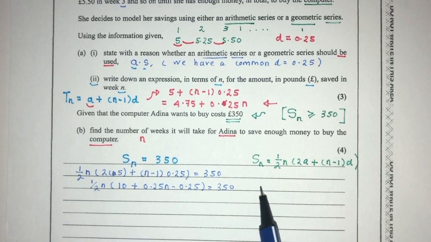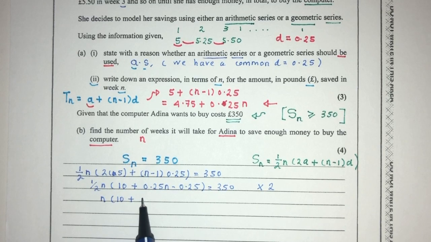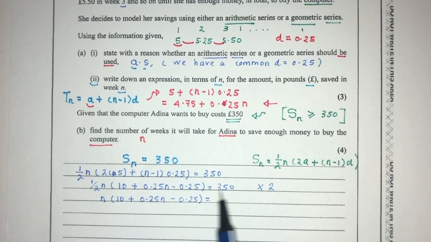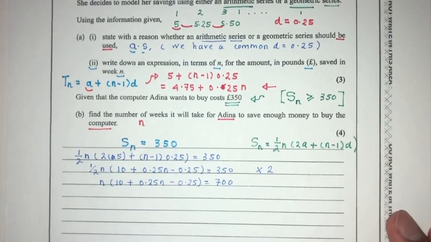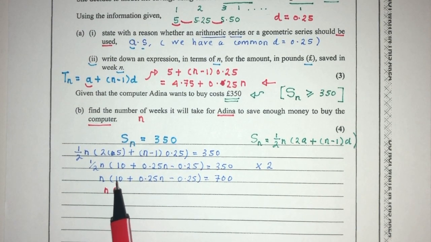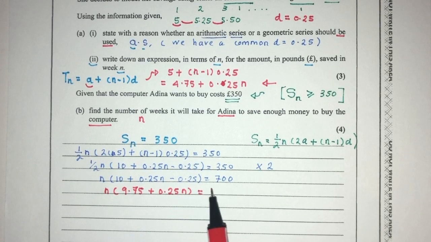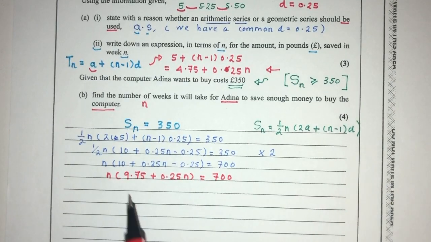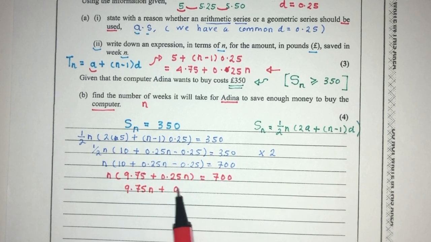Now here we have a half. We can just multiply the equation by 2 to remove this. You will have n here. That'll be 10 plus 0.25n minus 0.25 equal to 700, because 350 times 2 will be 700. The next step, let's try to expand. So you have n here. So 10 minus this should give you 9.75 plus 0.25n equal to 700. Okay, so let's try to expand. You have 9.75n plus 0.25n squared has to be 700.